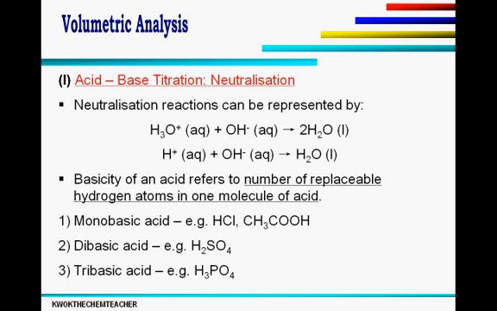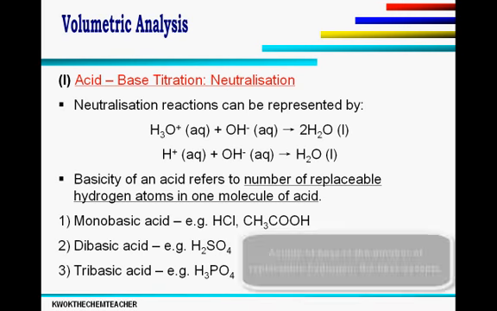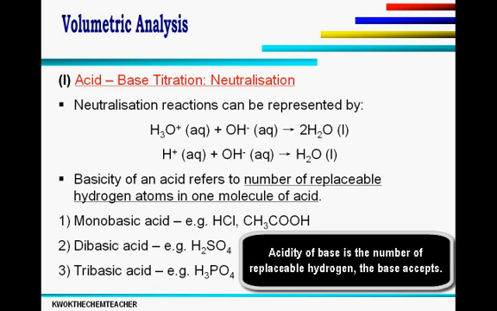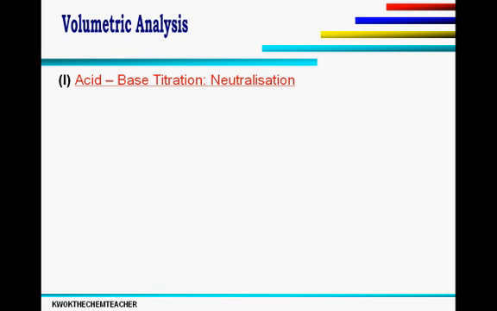And tribasic acid, an example would be phosphoric acid. A tribasic acid would have 3 replaceable hydrogen atoms in one molecule of acid. Well, basicity of acid refers to the number of replaceable hydrogen atoms in one molecule of acid. Acidity of base refers to the number of replaceable hydrogen atoms one molecule or ion of base accepts.